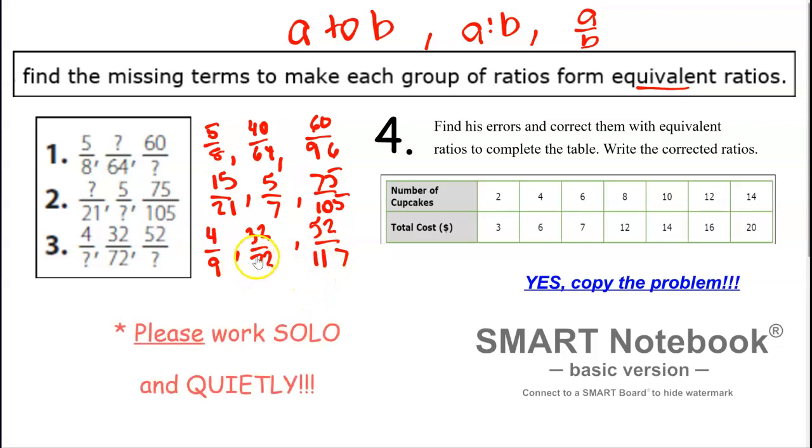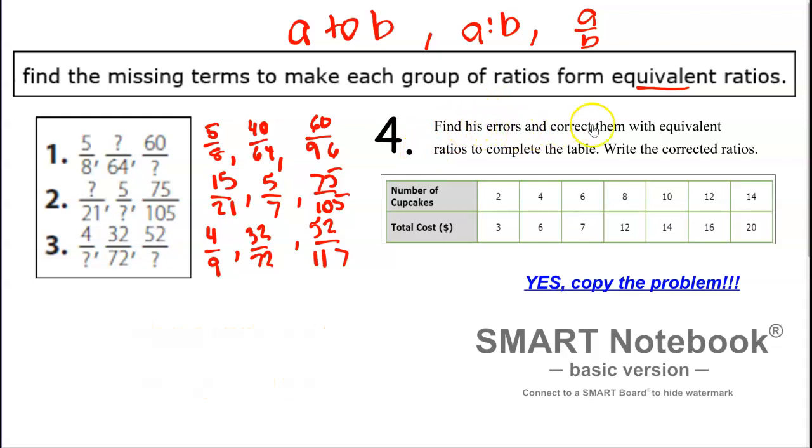Of course, if I went a little too fast, you can do the scratch work on the side. Now, let's go and read number 4. If you're following, great. If not, hang in there. We'll do it in class. Number 4. Find his errors and correct them with the equivalent ratios to complete the table.